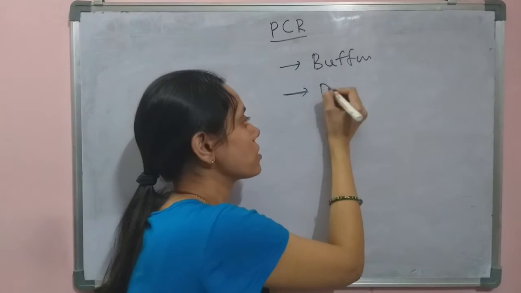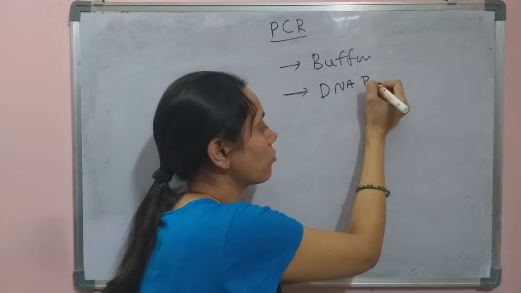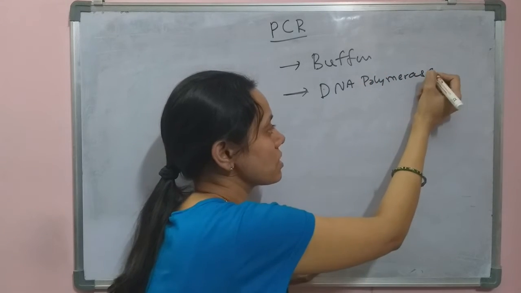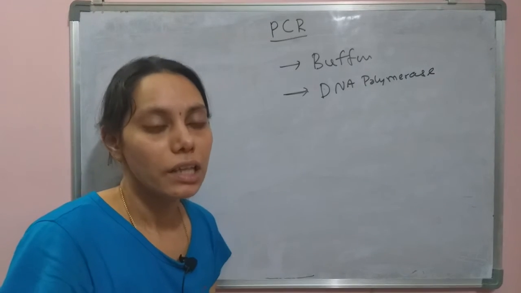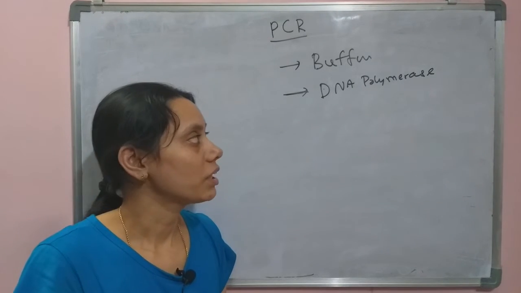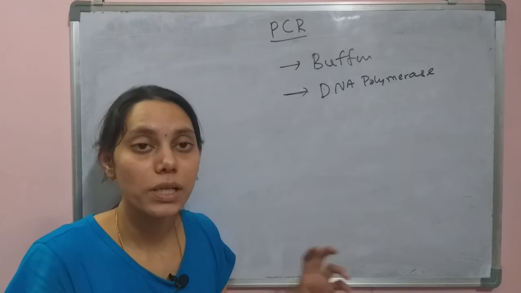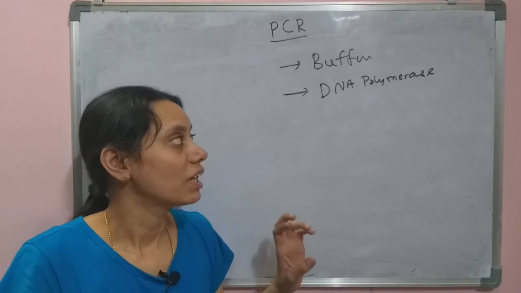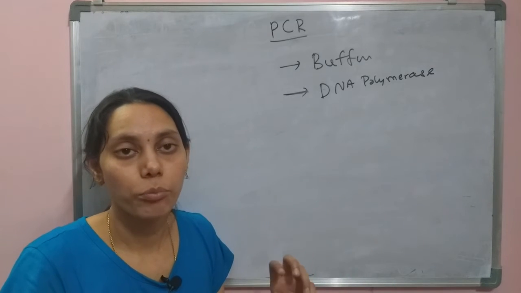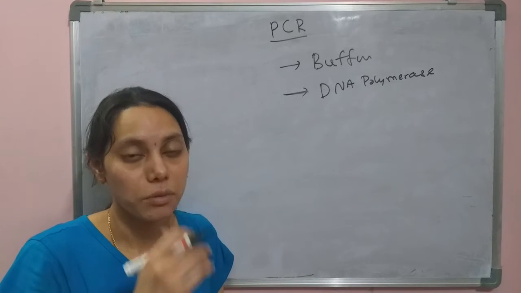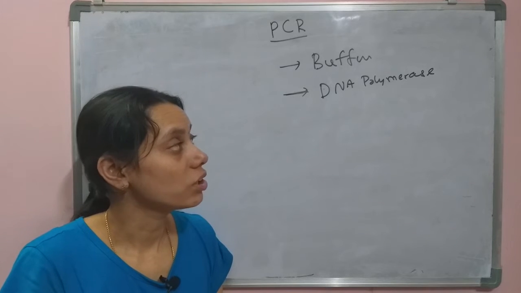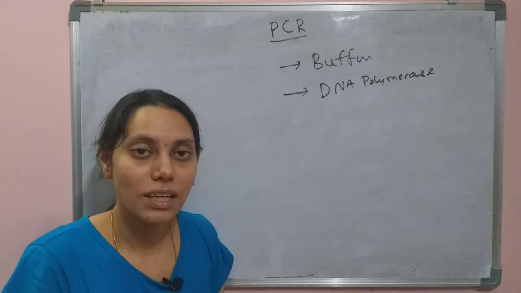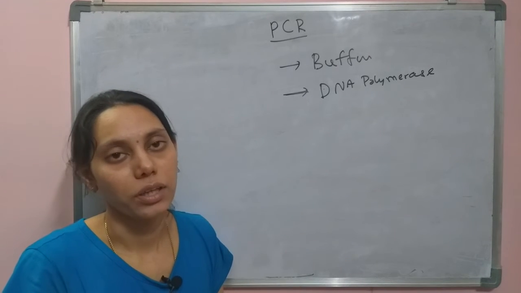And the next one is DNA polymerase. Basically, this DNA polymerase is the enzyme required for DNA synthesis. But here the normal DNA polymerase from any organism cannot be taken. As we employ temperature cycles, at high temperature we need to proceed with this PCR reaction. So a special enzyme which resists high temperatures needs to be employed here.